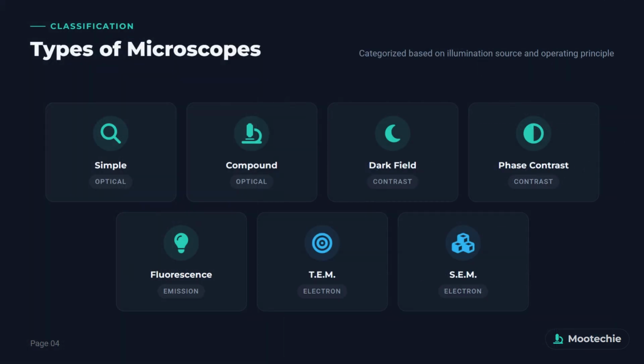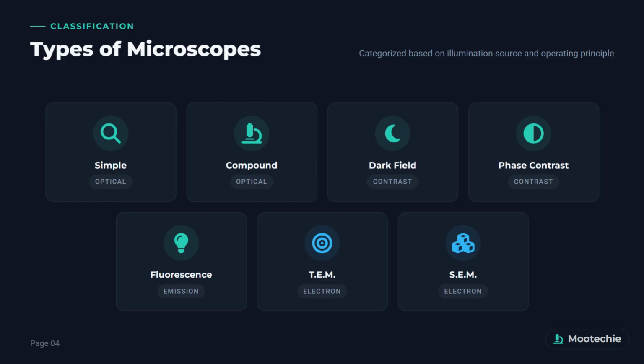Now, let's categorize our tools. This slide provides a classification overview showing the different families of microscopes based on their light source and how they work. We have the basic simple and compound optical microscopes that use visible light. Then we have specialized types that enhance contrast, like dark field and phase contrast, perfect for seeing live transparent cells. Fluorescence microscopy uses glowing molecules to tag specific parts of a cell. And for the ultimate detail, we have electron microscopes like TEM and SEM, which use beams of electrons instead of light to see at the nanoscale.